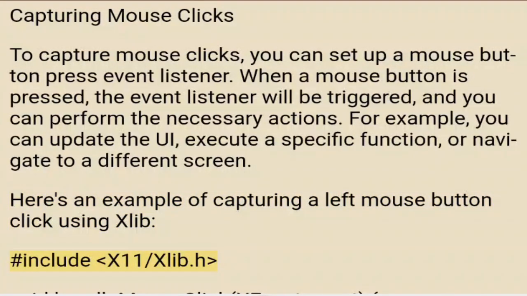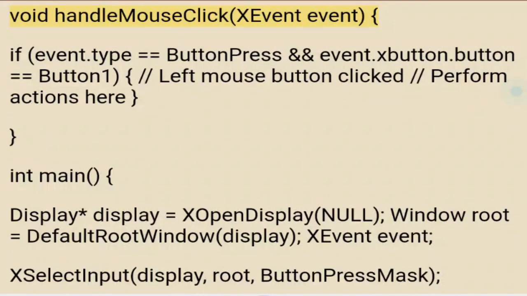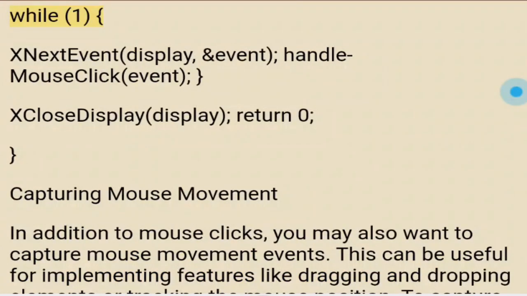#include <X11/Xlib.h>. void handle_mouse_click(XEvent event). If event.type equals ButtonPress and event.xbutton.button equals Button1, left mouse button clicked, perform actions here. int main. display equals XOpenDisplay(NULL), Window root equals DefaultRootWindow(display), XEvent event. XSelectInput(display, root, ButtonPressMask). While 1, XNextEvent(display, &event), handle_mouse_click(event). XCloseDisplay(display), return 0.